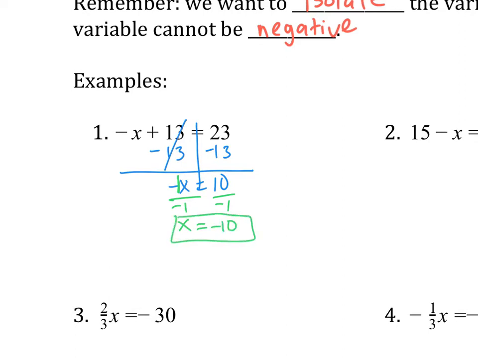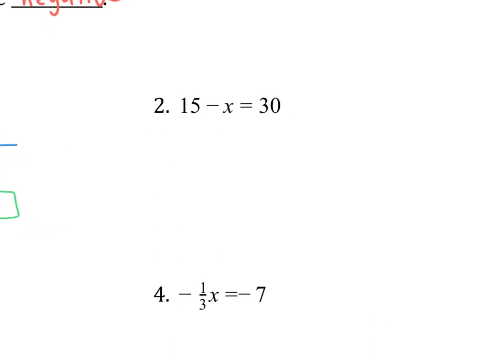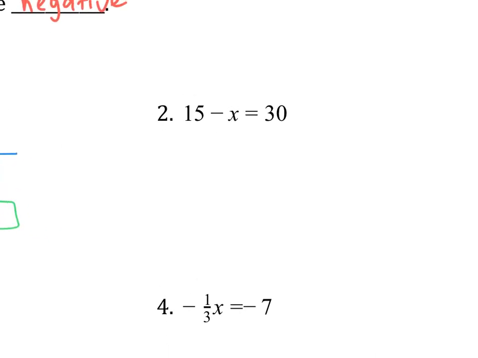All right, and you can check your answer by substituting negative 10 back in for x, and it will work out to give us 23. All right, let's look at example number 2 here. In this case we have a pretty similar thing, but it's 15 minus x. We still have this positive 15, so to get rid of it, we'll subtract 15 on both sides. Okay, and this negative stays with the x. So we still have negative x equals 30 minus 15. So we have a positive 15 then, and we still have negative x equals 15.